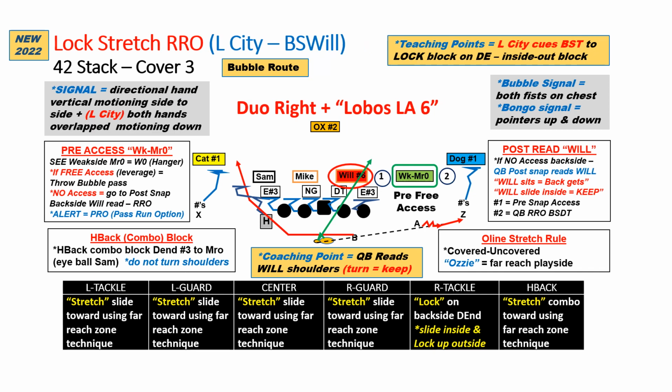Next, we can do our L city, or what we call a lock stretch. Now we're going to read the backside Will backer. Again, stretch zone to the left. Will sits, back gets it. Will chases, the quarterback's going to take it out the back door and has a two-way out, reading the defensive end. He's going to look inside first. If it's there, he just replaces the Will. If the end collapses down, then he'll bounce outside and turn this into triple option with the A receiver on the bubble.